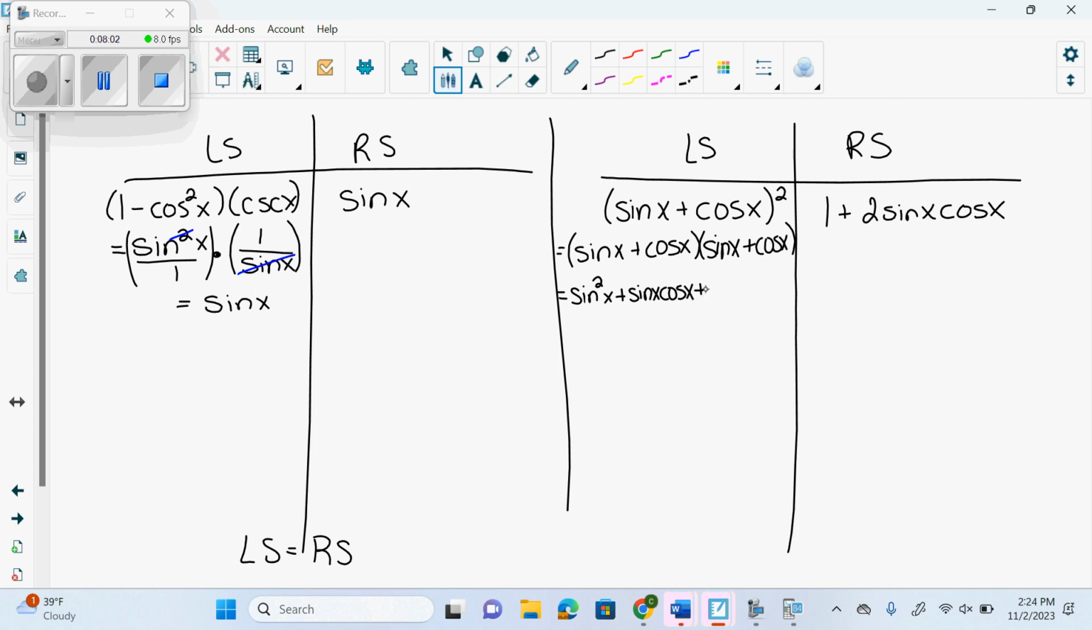Plus sine x times cos x is sine x cos x. Plus cos x times cos x is cos squared x. So if you don't write it out twice, you miss your middle term. So this is a 1 sine x cos x, and this is a 1 sine x cos x, and they're like terms, so if I put them together, what do I get in my middle? 2 sine x cos x.